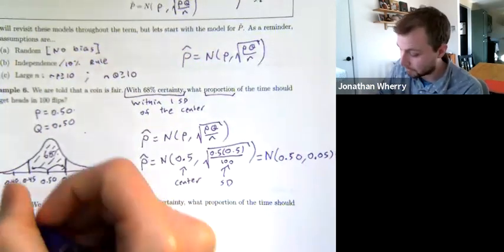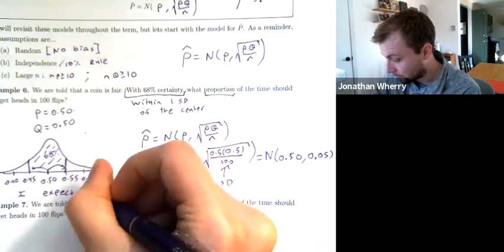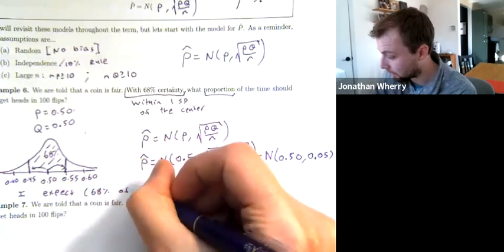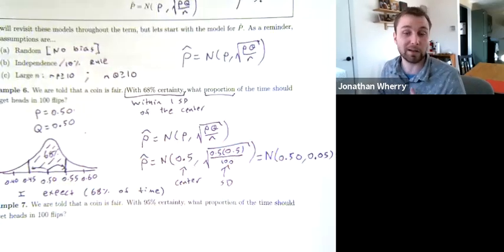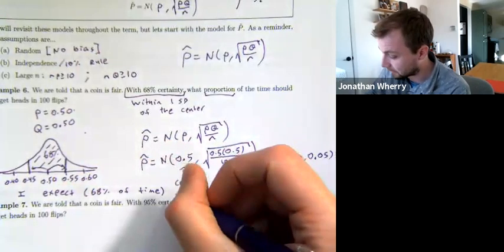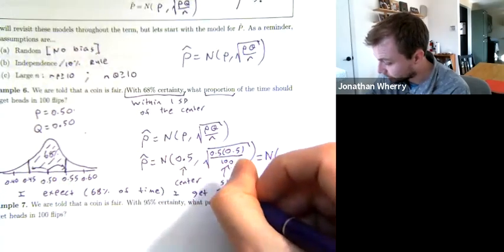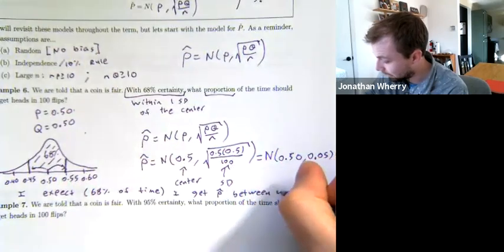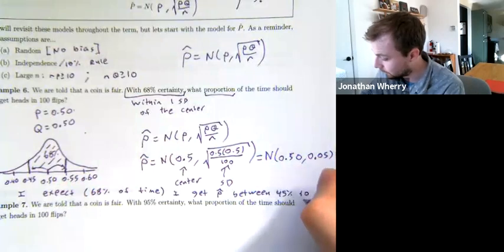So in other words, I expect, and when I say expect, I mean 68% of the time. I'm not entirely confident with this. I wouldn't bet on this. I'm not like 99% sure, but I expect 68% of the time I get a sample success rate P hat between, on the low end, 45%, and on the high end, 55%.